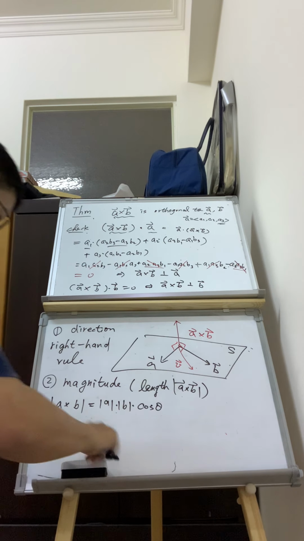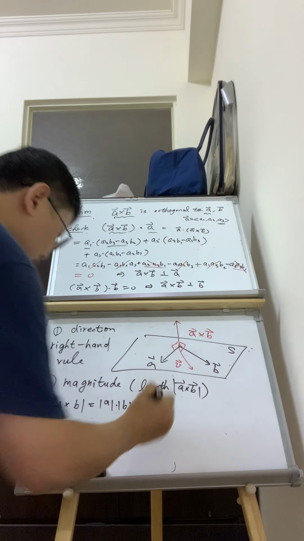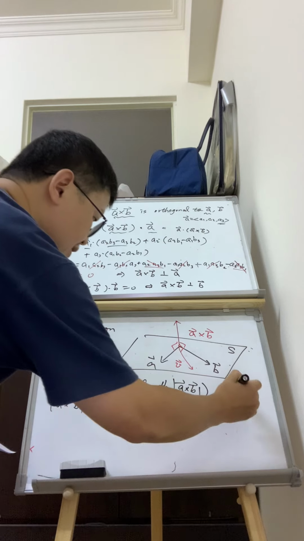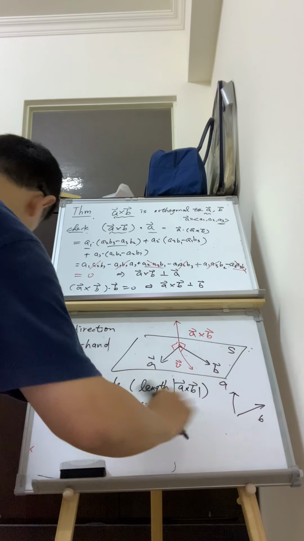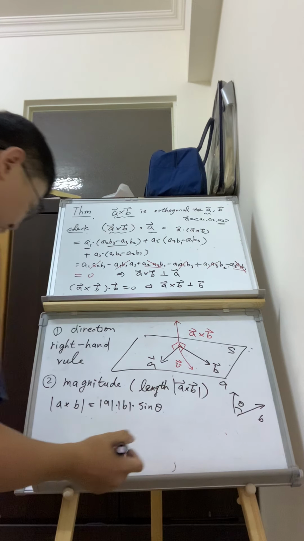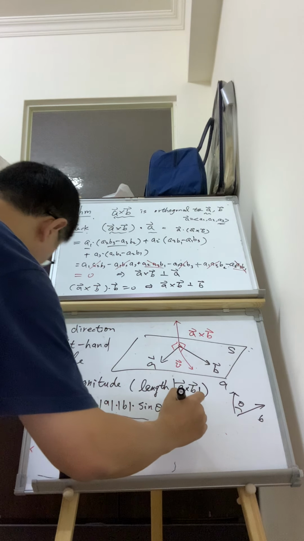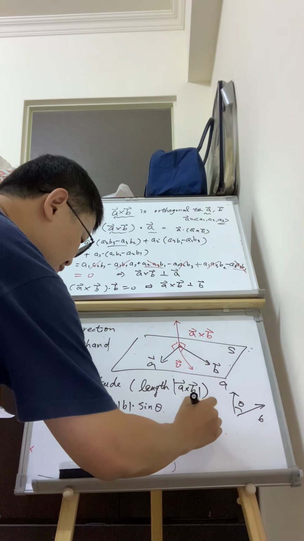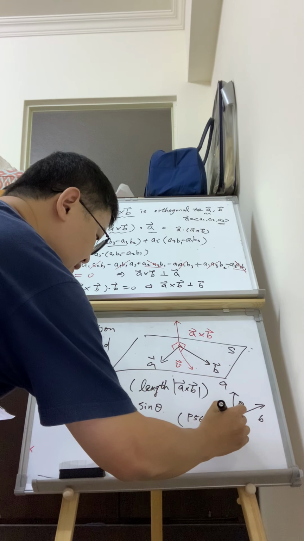Cosine theta. Here is sine theta. Theta means the degree, the angle. Their angle is theta. If you want to check its detail, it's on page 560, Serial 6.